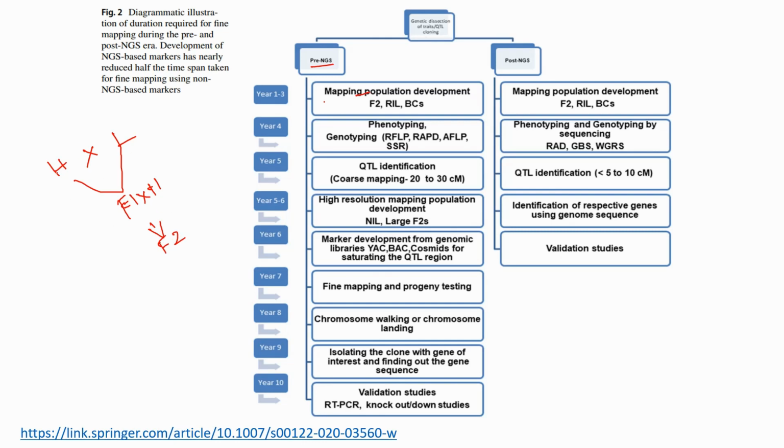Once you have that plant breeding population, you go ahead and phenotype it and look for whether it is high yielding or low yielding. You plant them in the field or in the greenhouse and look for the trait phenotypic variation. At the same time, you do genotyping like RFLP, RAPD, AFLP, SSR. SNPs are very popular.